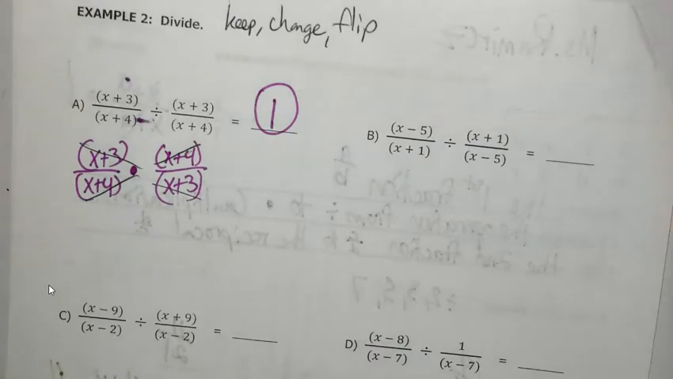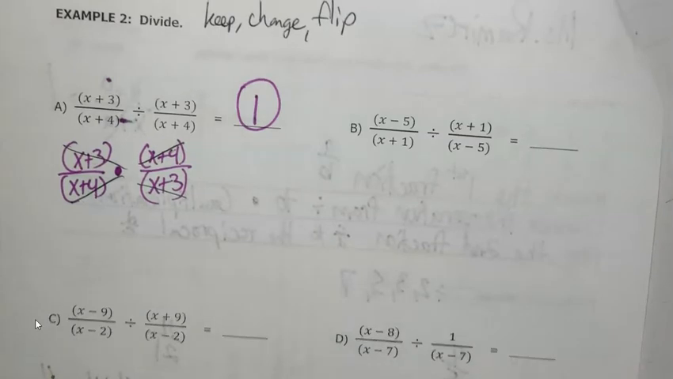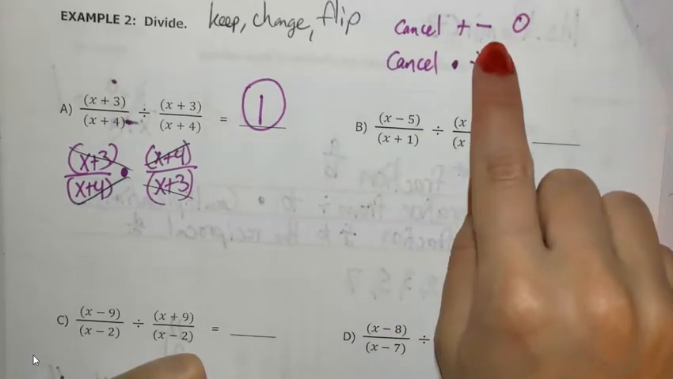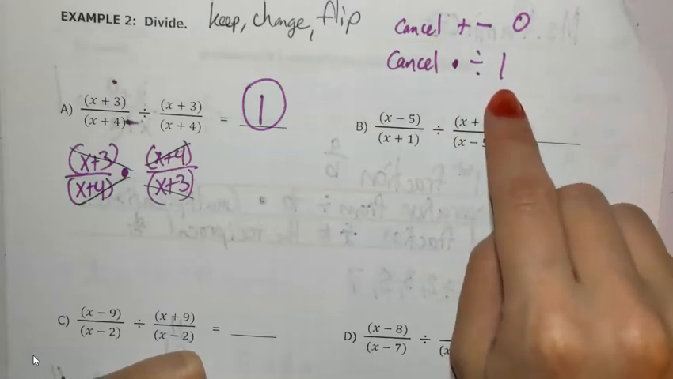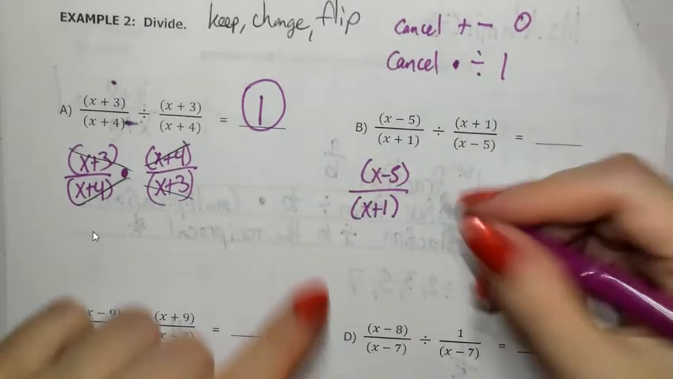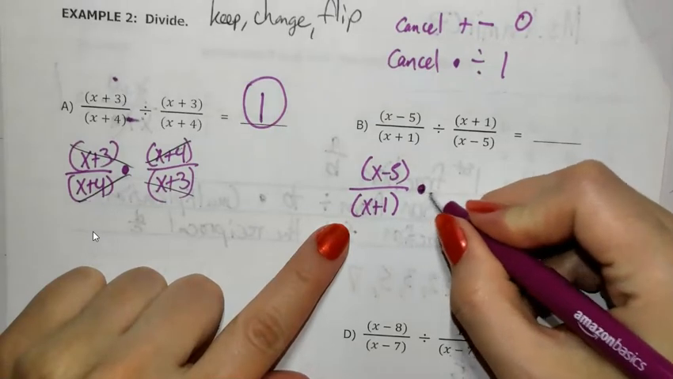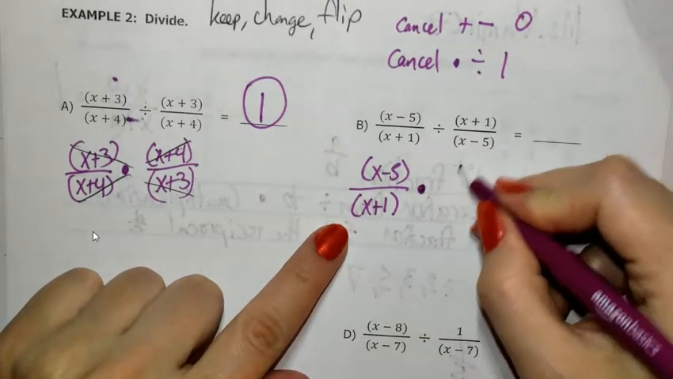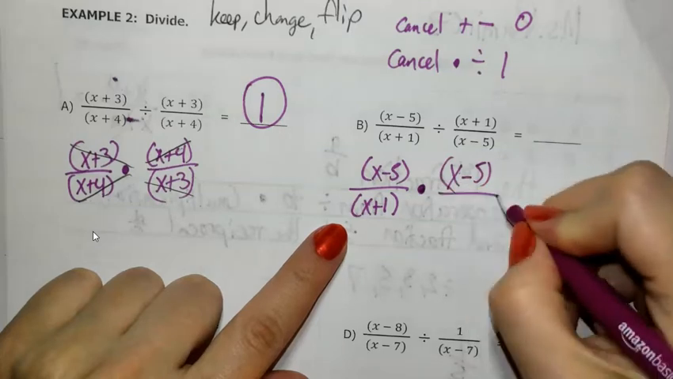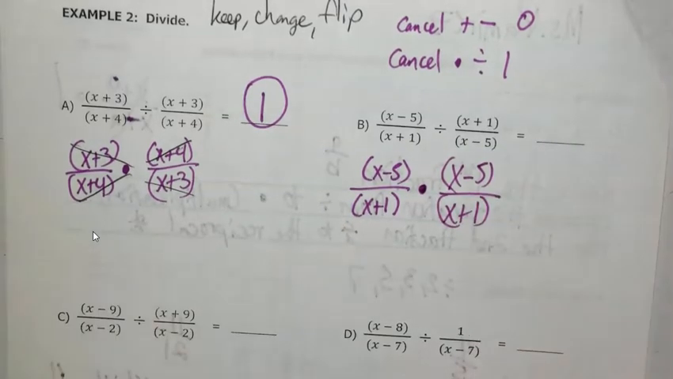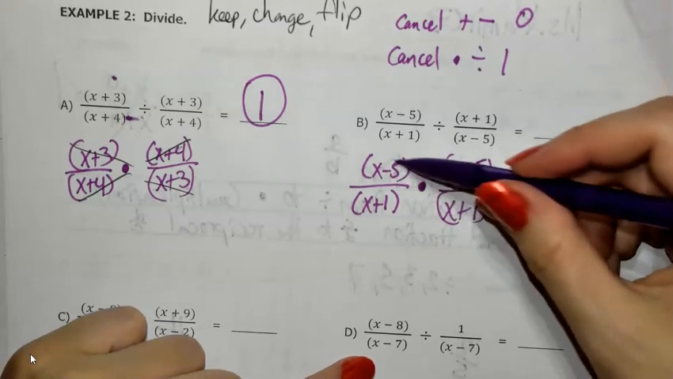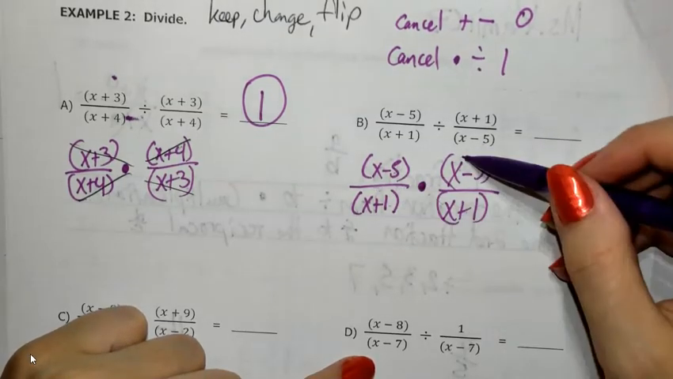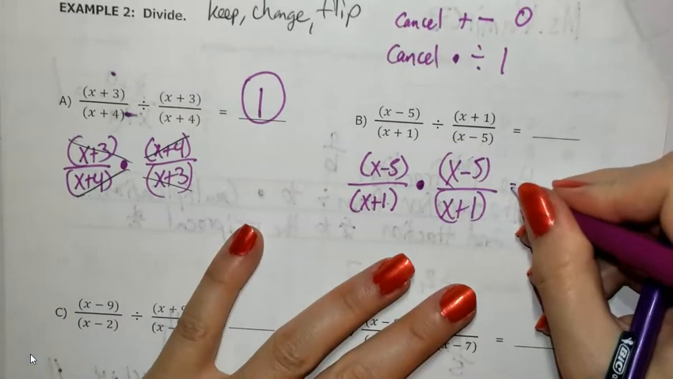And for this page, you don't have to do excluded values. So when you cancel as adding and subtracting, it's 0. We cancel as multiplication and division, that's a 1. Okay, so we have the first fraction, we change the operation to multiplication, and we flip the second fraction. Does anything cancel with these? Does anything cancel with those? So you're just going to keep them.